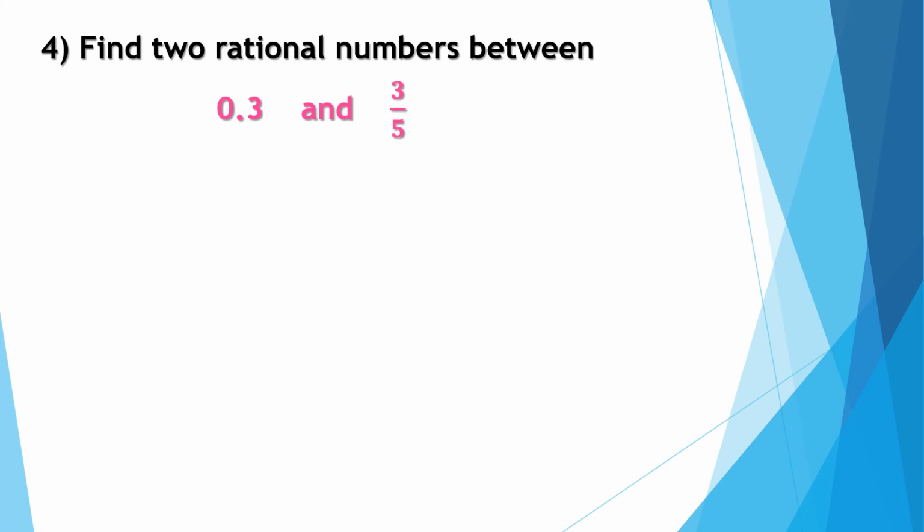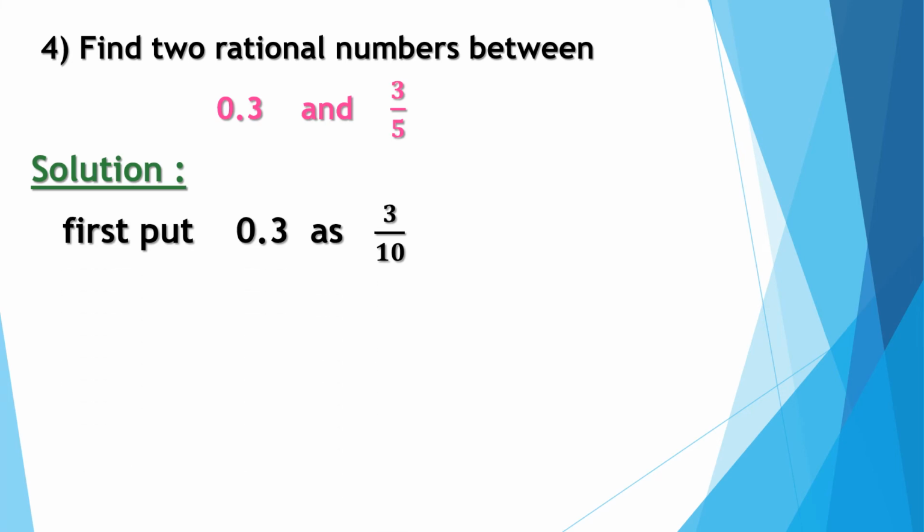Find the two rational numbers between 0.3 and 3 over 5. Before we solve this example, we must make this decimal number in the form of a rational number a over b. So it will be 3 over 10, like that. So 0.3 will be 3 over 10. Now we have 3 over 10 and 3 over 5.